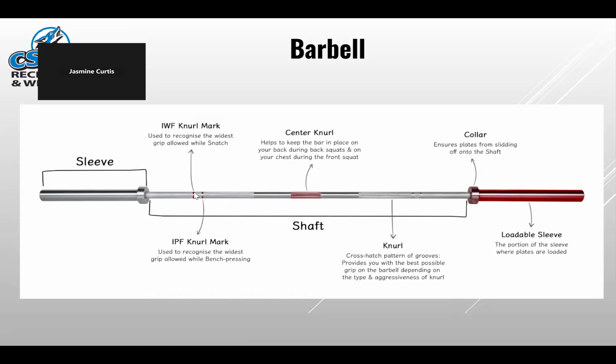And then this second one is the widest grip allowed while snatching for IWF. The collars, sometimes we also call clips, the way you clip your weight. But this is actually the collar. This ensures the plates don't slide onto the main shaft of the bar. So this is the main part of the bar in the center. The shaft end is the sleeve. The sleeve is loadable, so you can put plates onto that sleeve and go crazy.